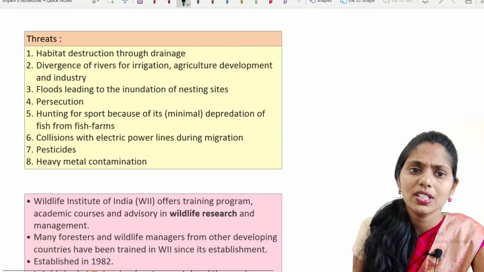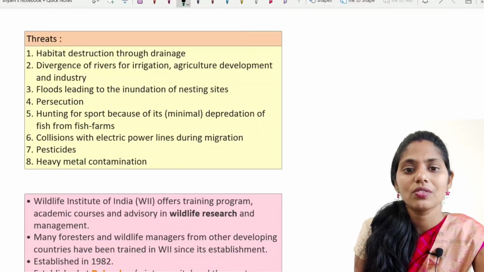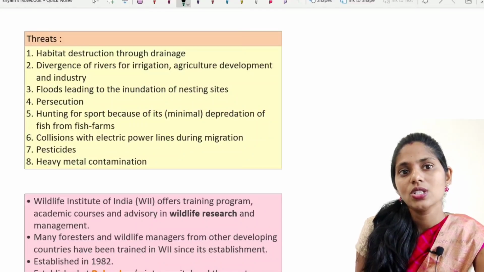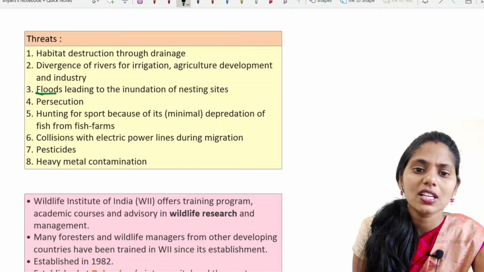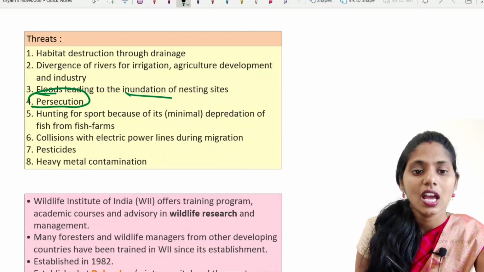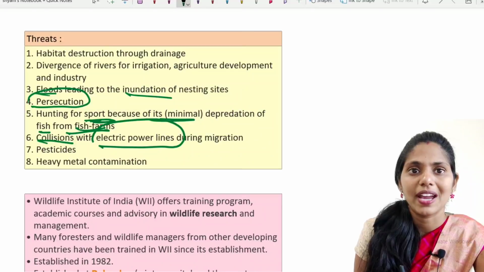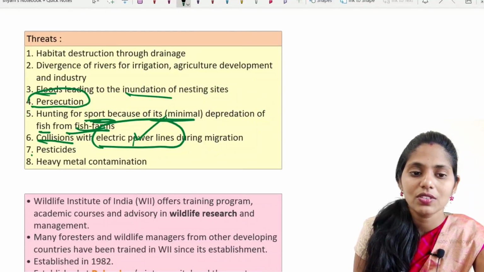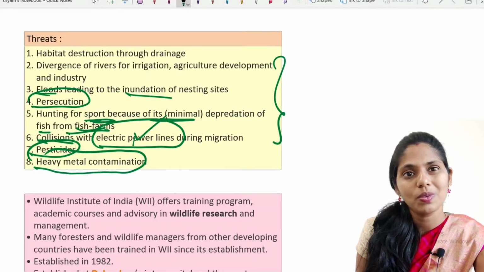If we are talking about threats to these pelicans, there is habitat destruction, and there is diversion of rivers for irrigation and agricultural development, etc. Because of this, there is a decrease in the attraction of these migratory birds. Next are floods leading to inundation of the nesting sites of these birds. The next one is persecution, and hunting for sport because of their minimal depredation of fish and fish farms. The next one is collisions with electric power lines during migration, which is also an important threat. Next is pesticide spraying and even heavy metal contamination. So these are some important threats that they face.